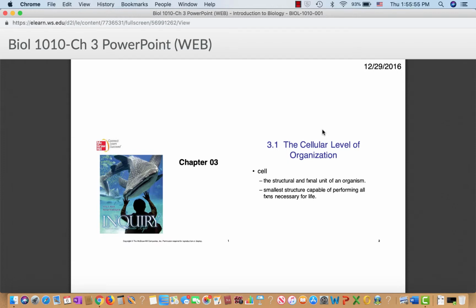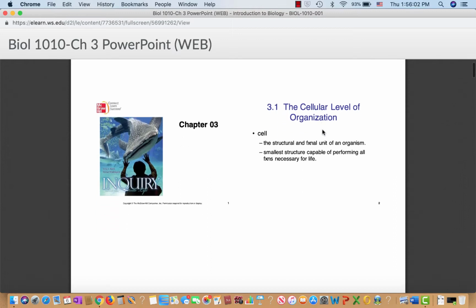Okay, welcome back everyone. We're continuing with Chapter 3, the cellular level of organization. So this kind of goes back to what we were talking about in the previous chapter about how the smallest functional unit of life is the cell, and essentially that is the smallest area into which you can cram everything that's necessary to perform all the functions of life.